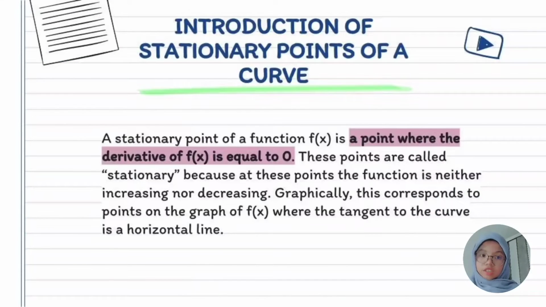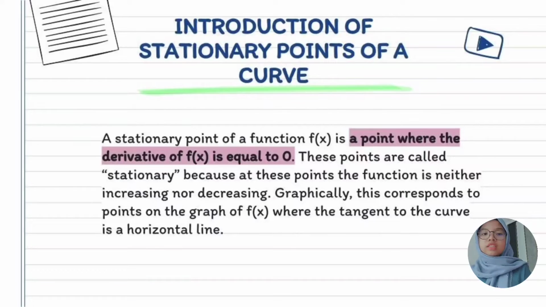Next is the introduction of a stationary point of a curve. A stationary point of a function f(x) is a point where the derivative of f(x) is equal to 0. These points are called stationary because at this point the function is neither increasing nor decreasing. Graphically, it corresponds to the point on the graph of f(x) where the tangent to the curve is a horizontal line.